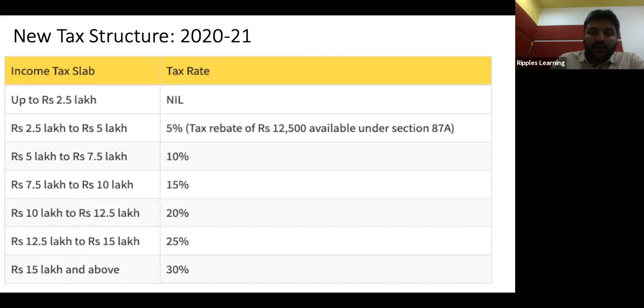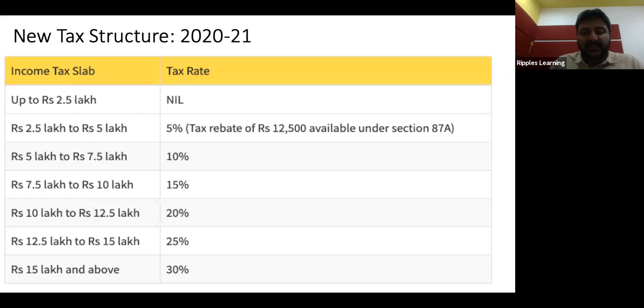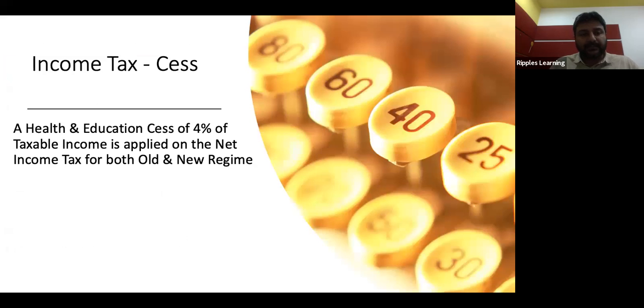But just for a quick comparison, please note, just look at the first column, which is general category, just for easy understanding. 0 to 2.5 nil, 2.5 to 5 is 5%, 5 to 10 is 20%, and above 10 is 30%. Here, 0 to 2.5 nil, 2.5 to 5 lakh is 5%, 5 to 7.5, so it's 2.5 lakh ka gap that we can see, 10%, 7.5 to 10 lakh, 15%, 10 lakh to 12.5 lakh is 20%, 12.5 to 15 lakh is 25%, and 15 lakh and above is 30%. Right?